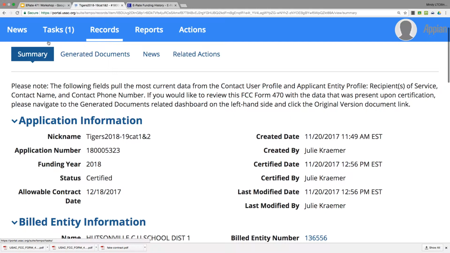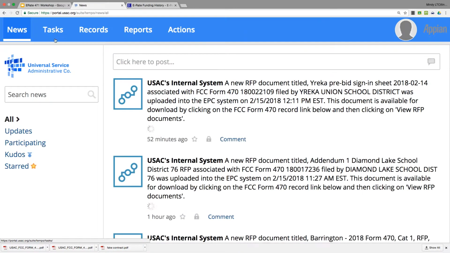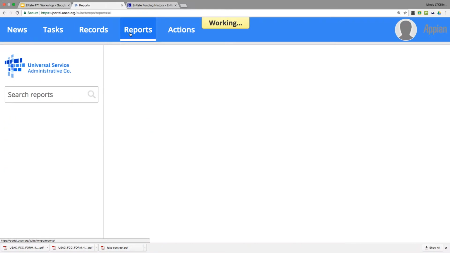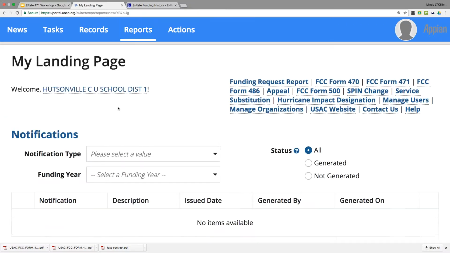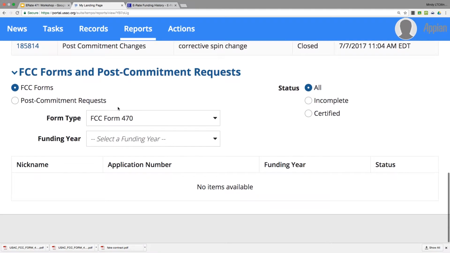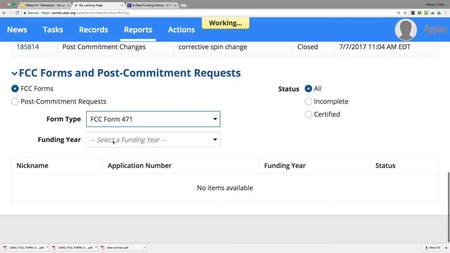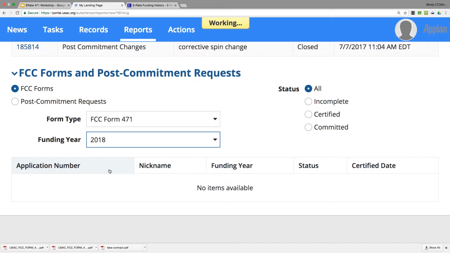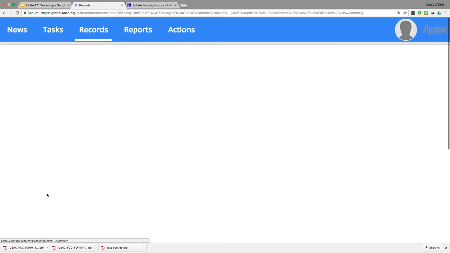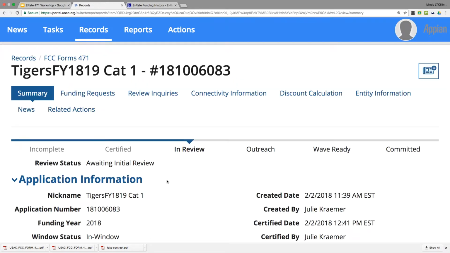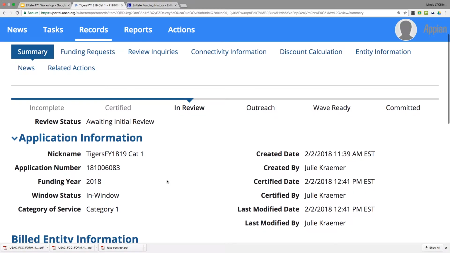I felt like they had a 471 on file. Let me look here. Reports, landing page, Form 471, FY18. There we go. So this is the 471 from this year that she has filed. It is the Category 1 form. And when I click on it, it will tell me that it is already in review. So it has made it through. It's been certified. It is in review.